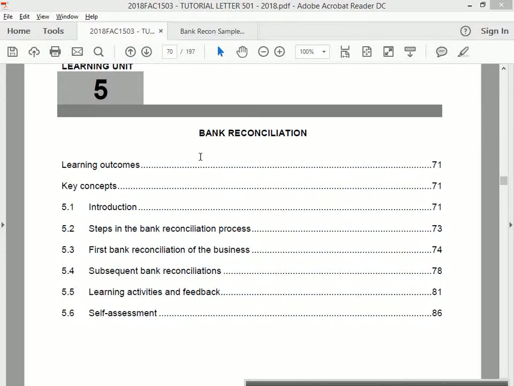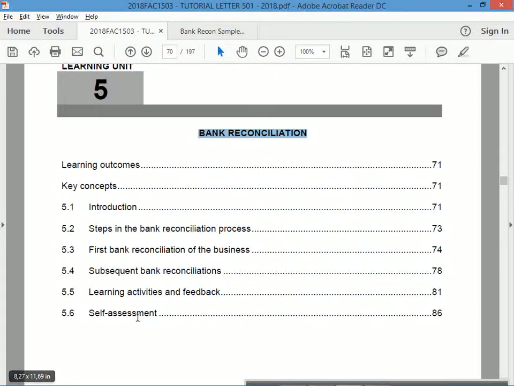Learning Unit 5 is the reference in this version of the study guide. Okay, I see they have given you a few practice exercises for self-assessment that you can obviously look at and try to do on your own. The first bank recon is just to show you how to actually go about the process. In other words, how to actually do a bank reconciliation.